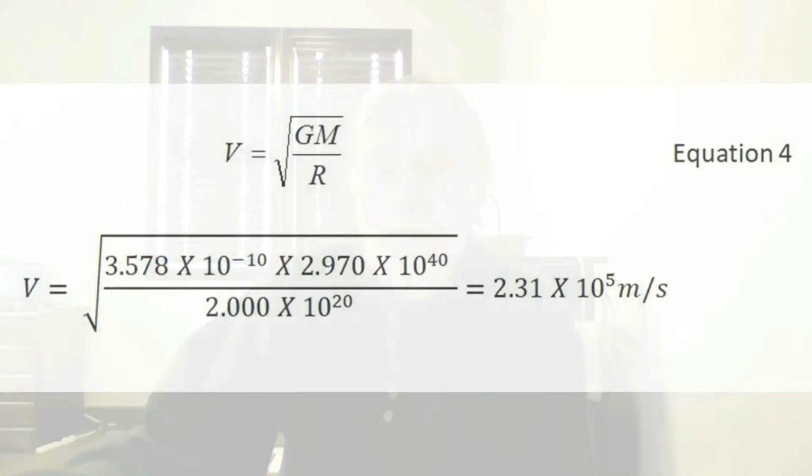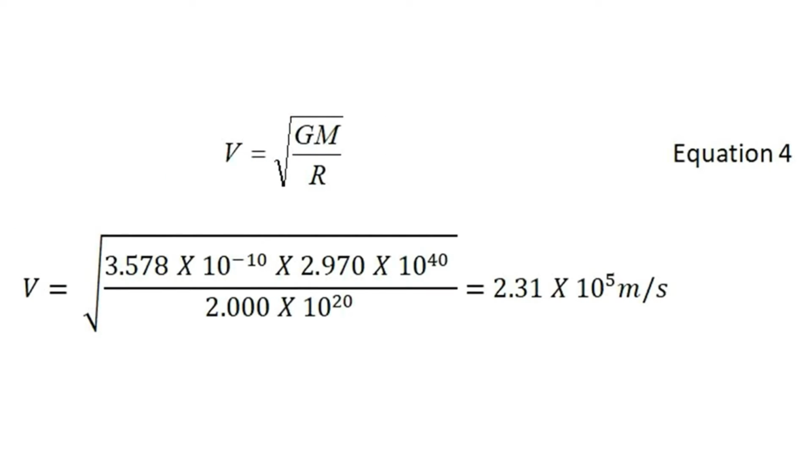If we substitute these g values into equation 4, along with the calculated mass in table 2 for that particular distance and the distance, we can calculate the velocity, or the expected velocity, of a star at a distance of 2 times 10 to the 20th meters from the center of the galaxy. And it turns out to be 2.31 times 10 to the 5th meters per second.